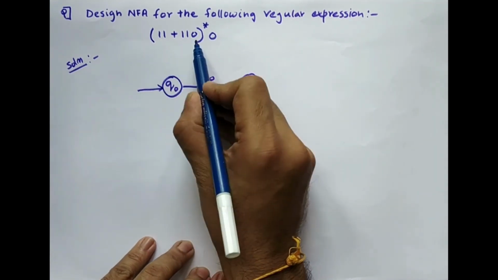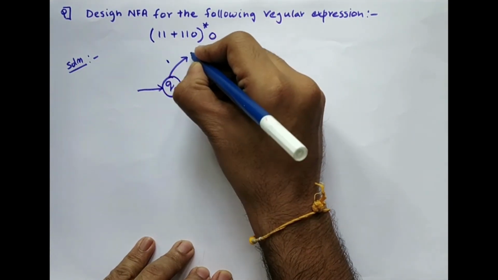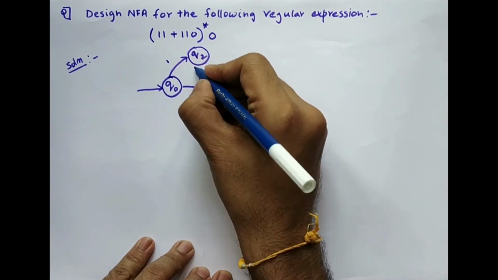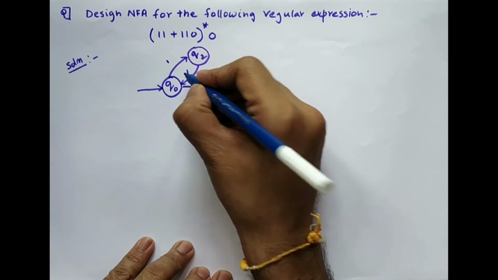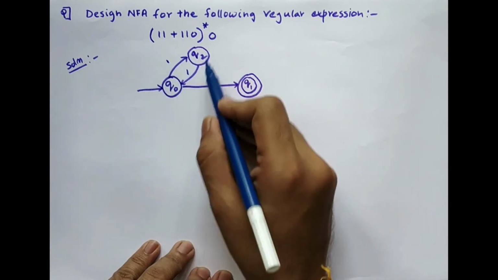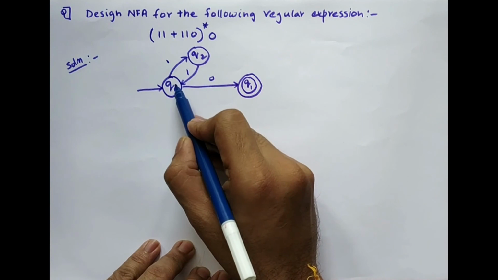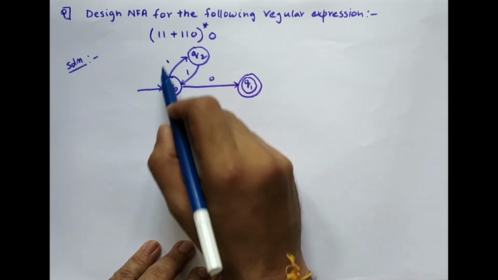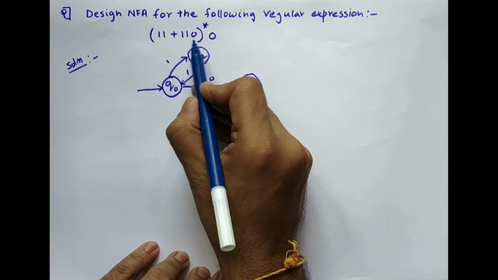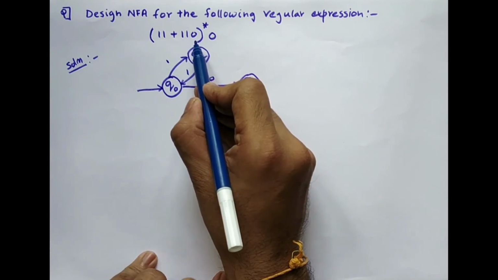Now 1 should be accepted. So from Q0 on reading 1, I go to Q2, and on reading another 1, I can come back to Q0. So this is 1 1 1 1, any number of pairs of ones, not a single one but the pair. 1 1 first pair, 1 1 second pair, 1 1 third pair. Any pairs of ones finally ending with 0 will also be accepted. Similarly, 1 1 0 contains a pair of ones followed by 0. This should also be accepted.